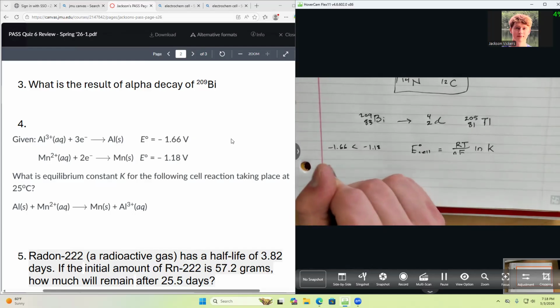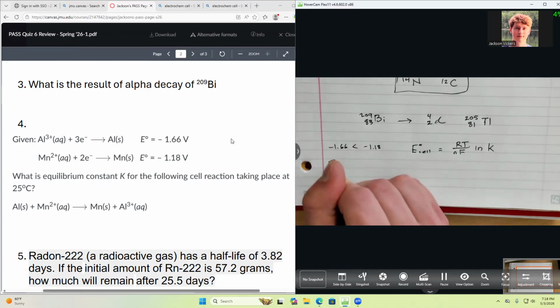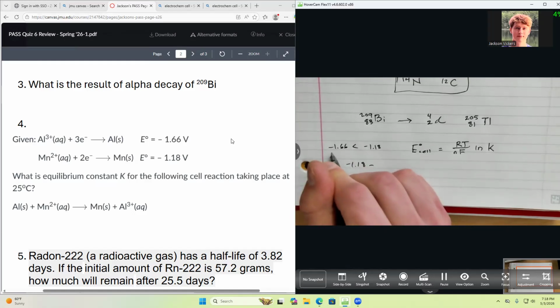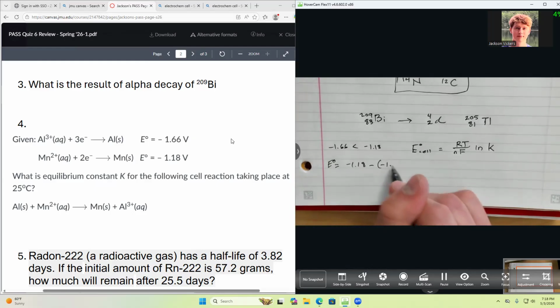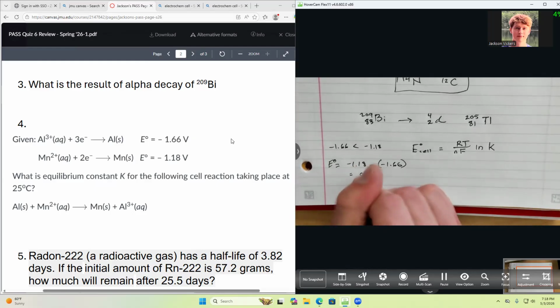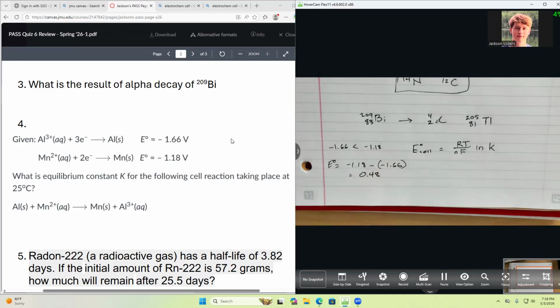So cathode minus anode would look like this. This is at the cathode, minus, and we leave this minus in, so that overall it becomes now positive 0.48. And if you ever do this and you get a negative number for your standard cell potential, you did something wrong, because a very important component of voltaic cells is that they have to be spontaneous. And that means that this has to be a positive value for a voltaic cell. And that's the only type of cell that you guys are dealing with.